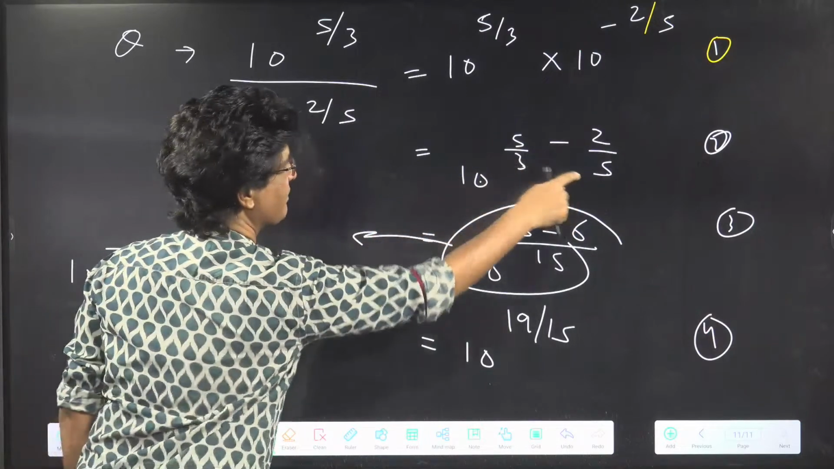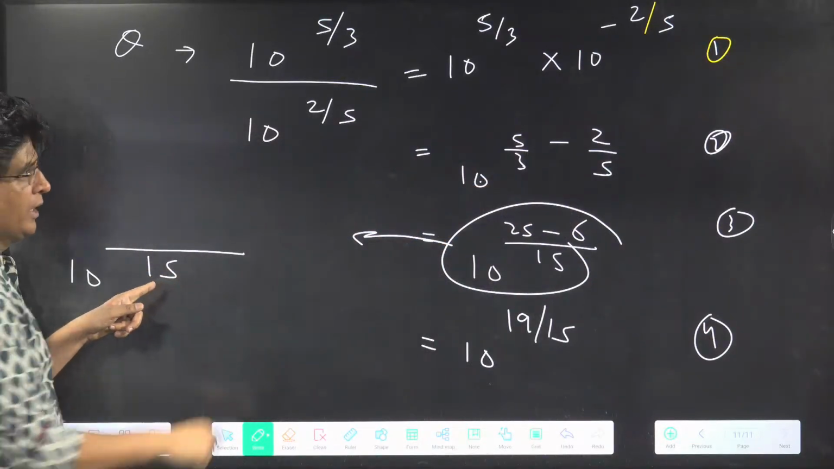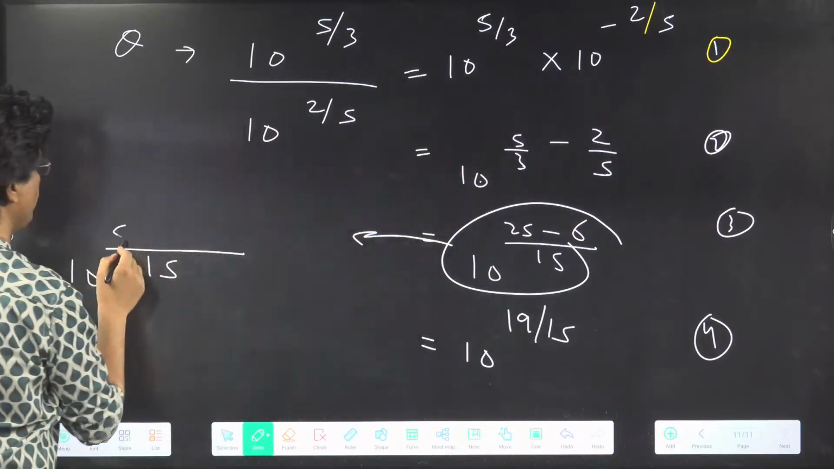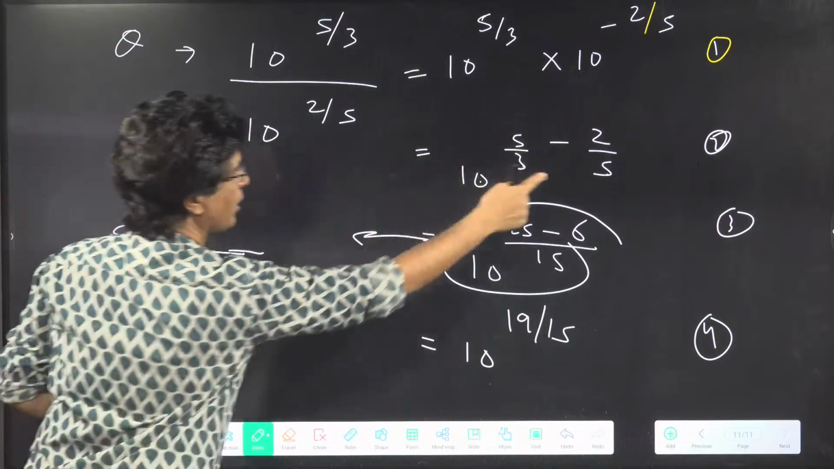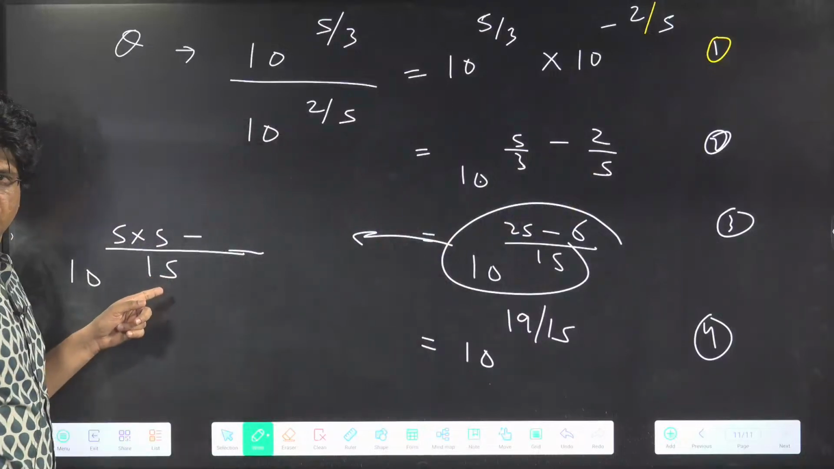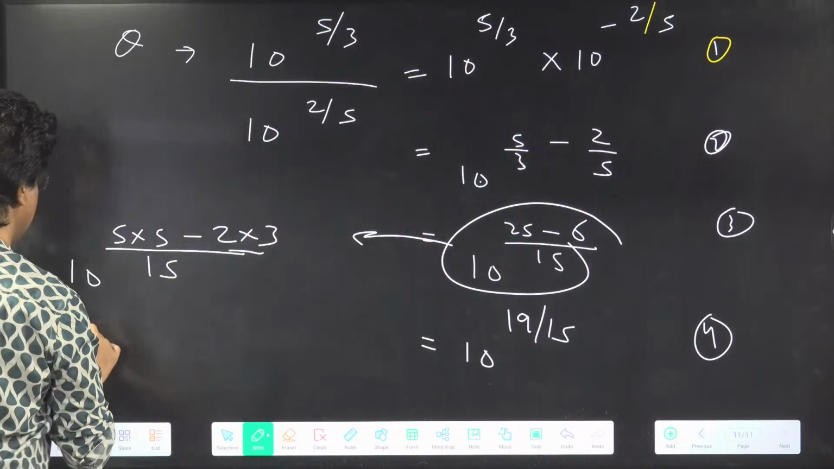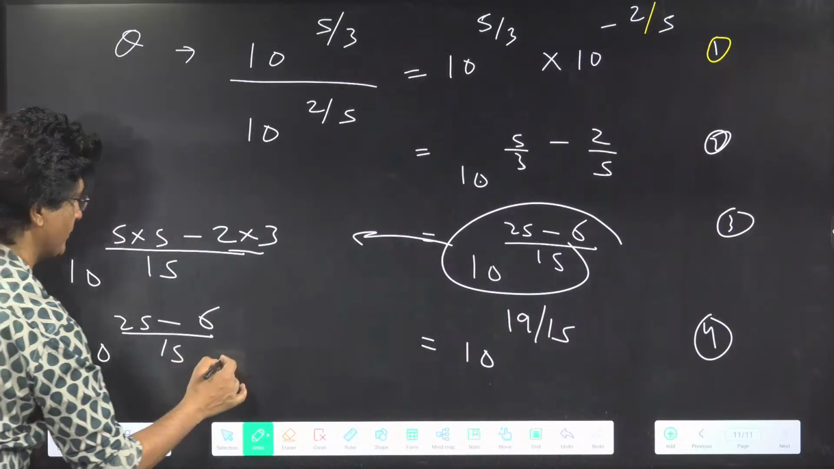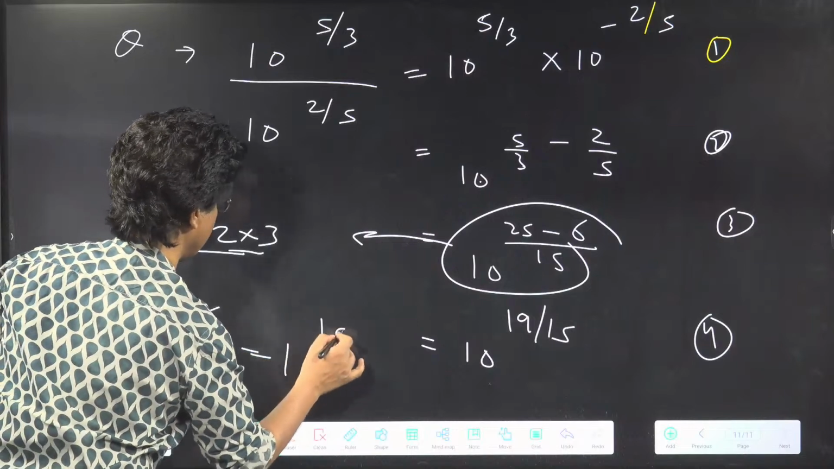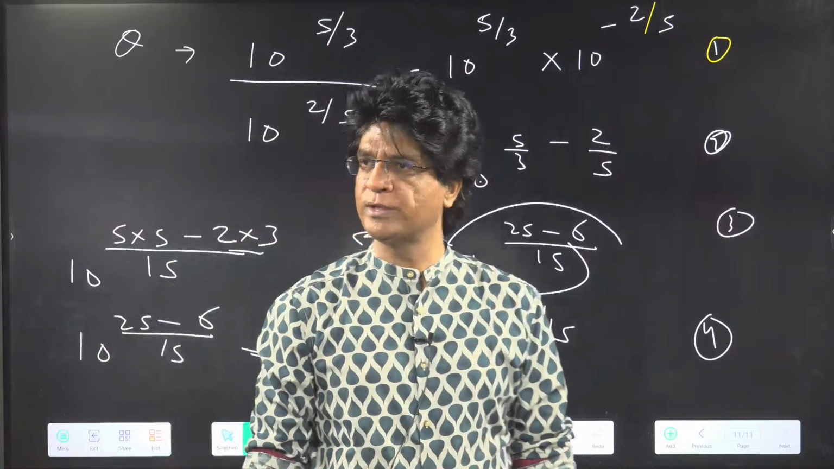The LCM of 3 and 5 is 15. Now 3 5s are 15, so 3 5s is 5 into 5. Multiply the 5 by this over here. Now minus of this thing. Now 5 3s are 15, so 3 into 2, minus 2 into 3. This will be 10 to the power of 25 minus 6 upon 15, which is equal to 10 to the power of 19 by 15. Are you getting it now or not, beta? Pujita?